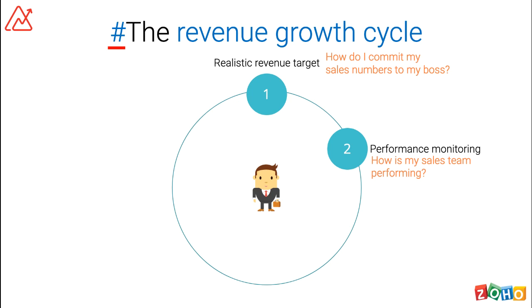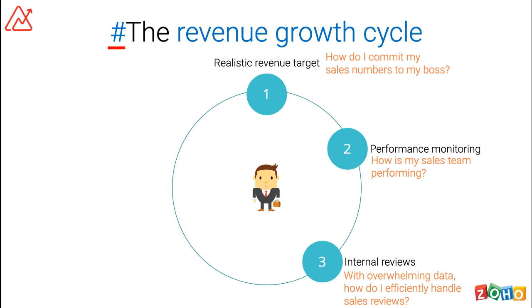Stage 2, we spoke of performance monitoring, where we wanted to understand the performance of a team. That's where we built some versatile reports that could help us analyze a sales team's performance across a lot of parameters and KPIs. On stage 3, we spoke of internal reviews, and the question was, with overwhelming data, how do I efficiently handle sales reviews? We took the assistance of Zia in helping us answer these questions on the go, performing some ad hoc reporting, and to get some powerful insights during these internal reviews.